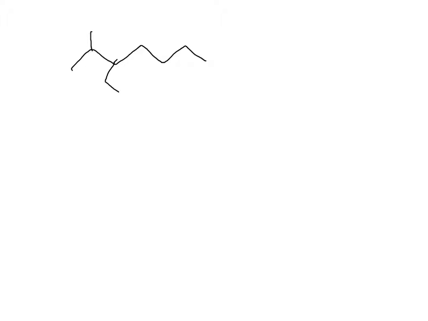And then we're going to go to our 4th carbon, 1, 2, 3, 4. We'll draw a methyl group on each side of that carbon. So it looks something like that.